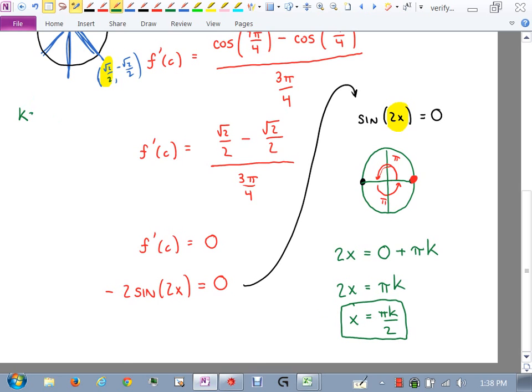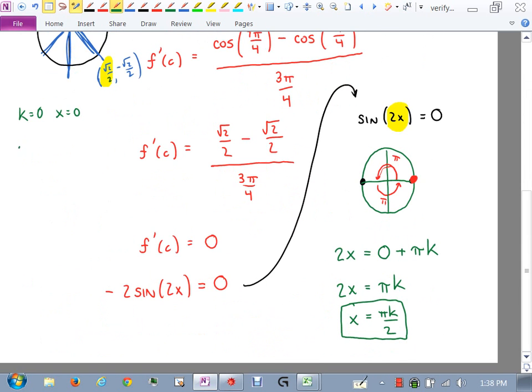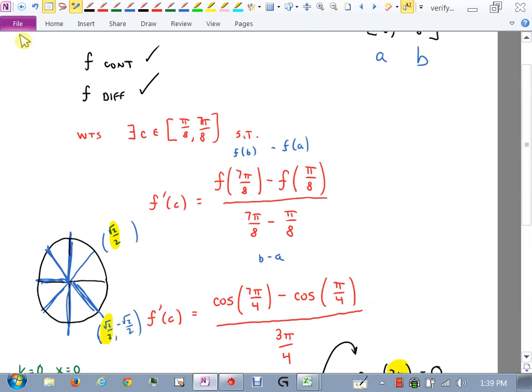Like if k is 0, what's the answer? X is 0? Does 0 live in this interval? No. Okay. So let k be 1 now. Try another answer. If k is 1, what do you get? Pi over 2? Does pi over 2 live in this interval? Yes? Yes. How can you tell?